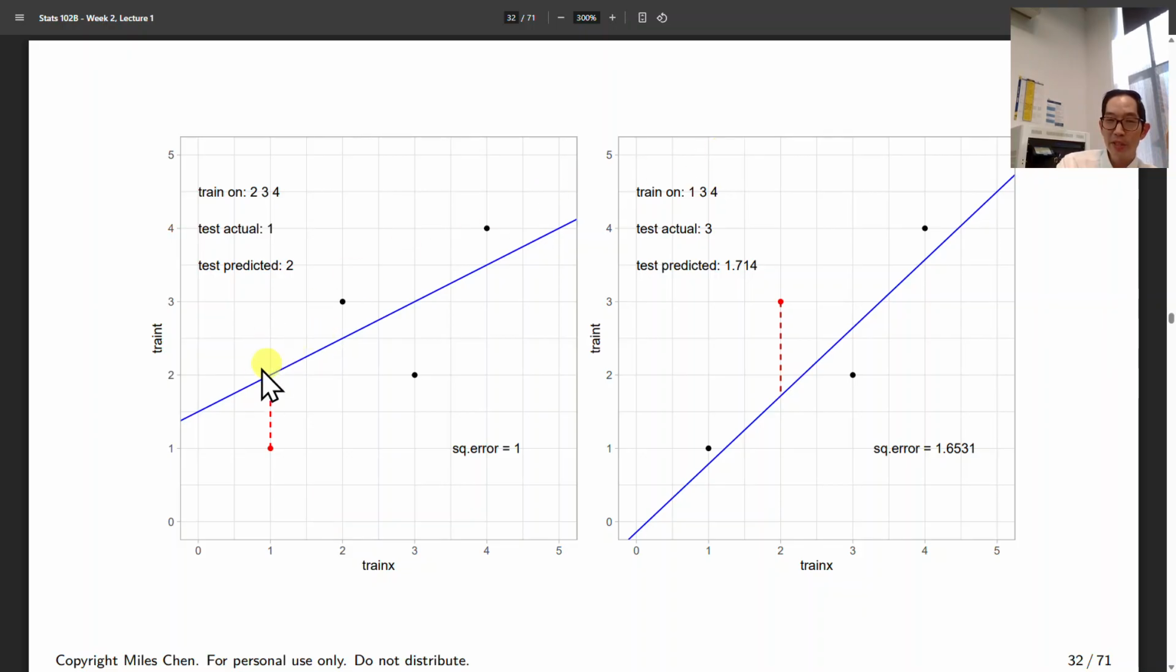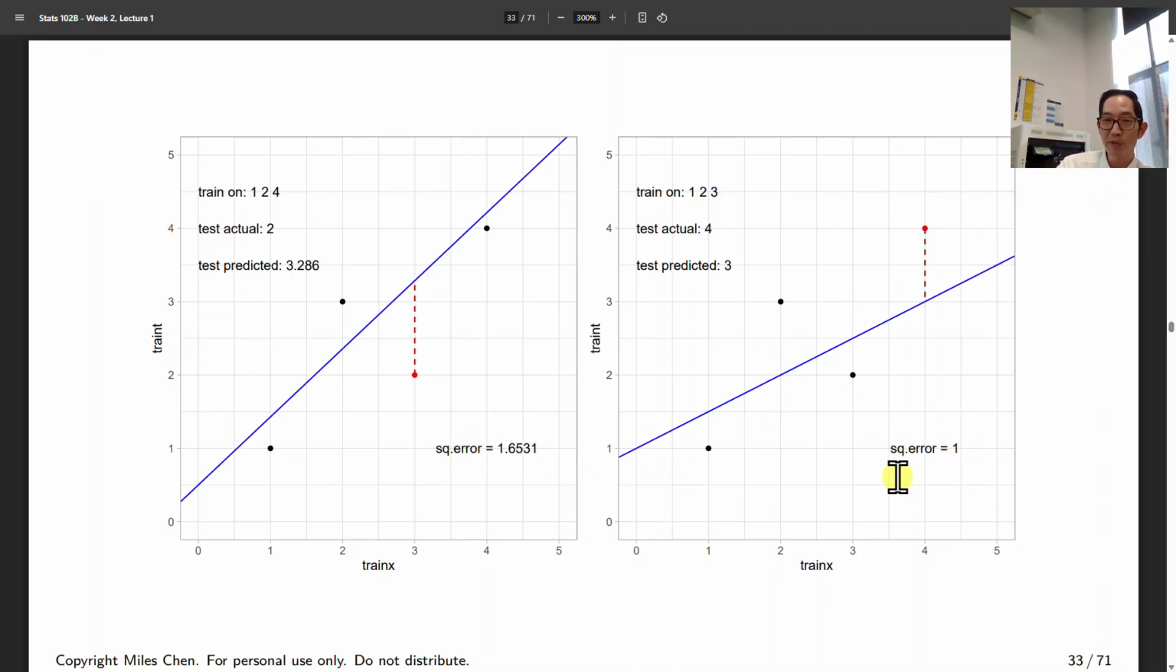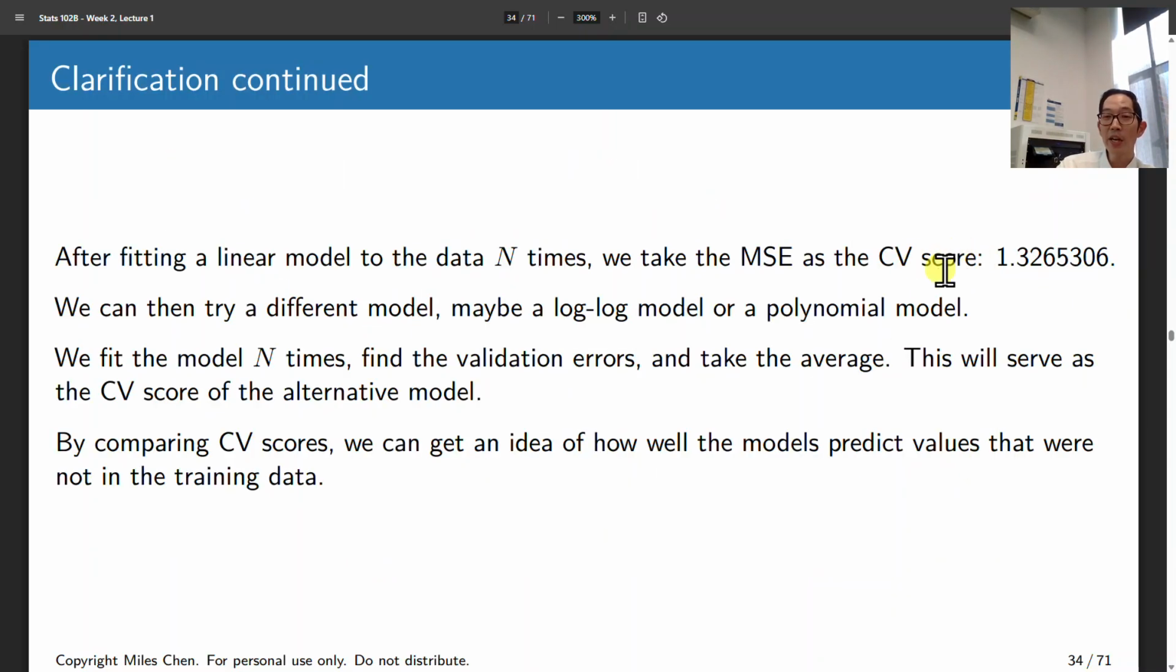So again, just to summarize, when we left out this point, we had a squared error of 1. When we left out this point, we had a squared error of 1.6531. When we left out this point, our squared error was that. When we left this one out, our squared error was that. And so on average, our mean squared error is 1.326, okay?